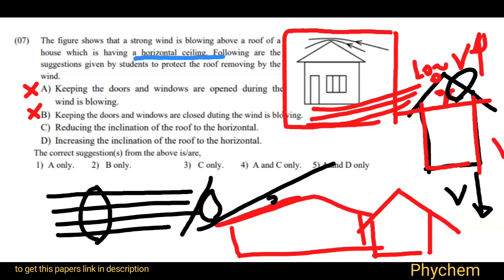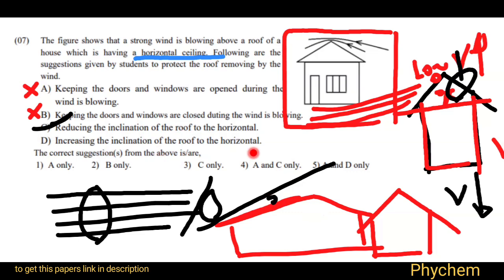So what do we mean by pressure? If there is a difference in pressure, there is a difference in force. Now the difference in pressure is reduced, which creates less upward force. When the force is reduced, you can protect your roof, because there is no large pressure difference. Reducing the inclination creates low-speed air passing over the top part of your roof, so it will work out. For C, reducing the inclination, yeah, that's correct. D, increasing the inclination of the roof to the horizontal.